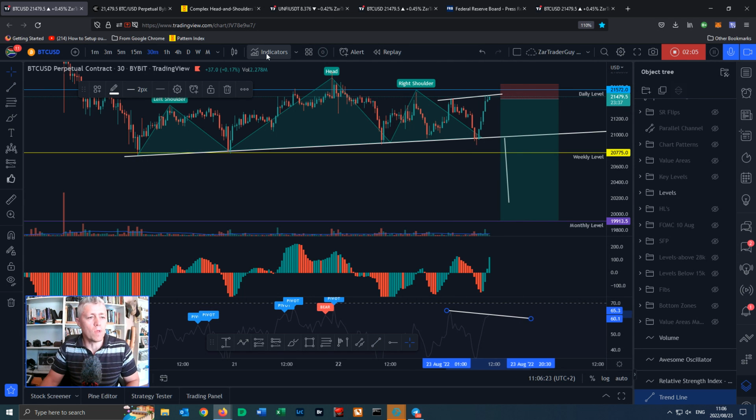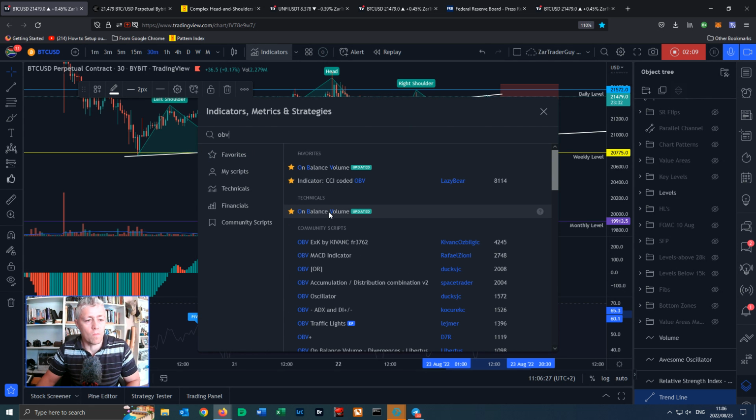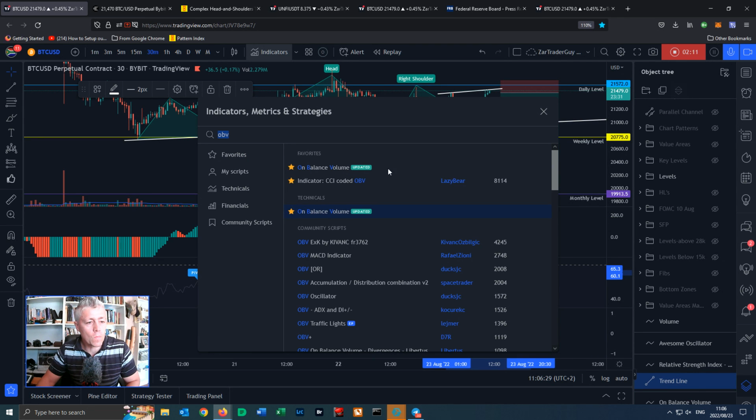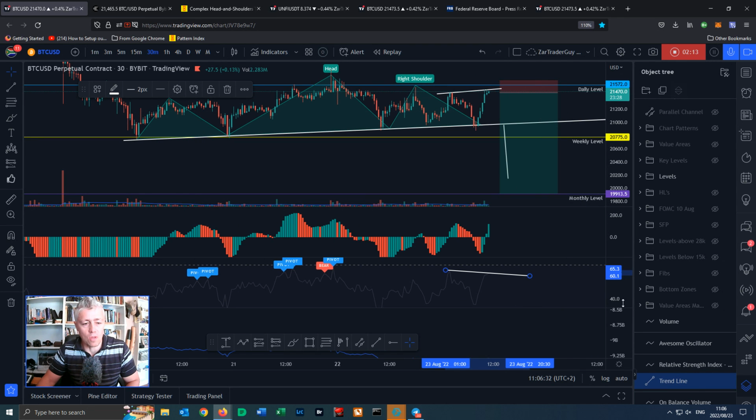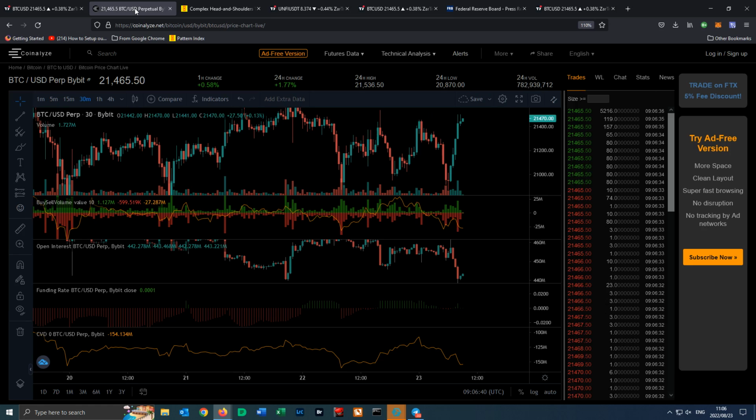Let's look at what OBV is telling us. On balance volume, last time I checked, it was not quite making a lower high. But what got me into this trade is if we look at the CVD and the open interest, you can see price making a higher high, but the CVD, cumulative volume delta, making a lower high, which means that this could be leading price at the moment.